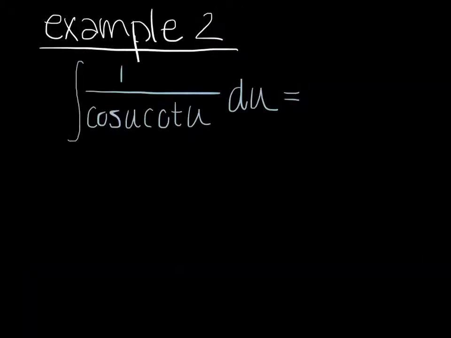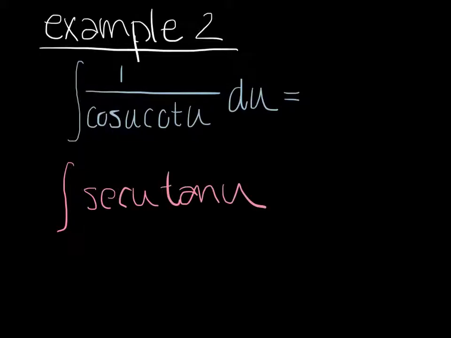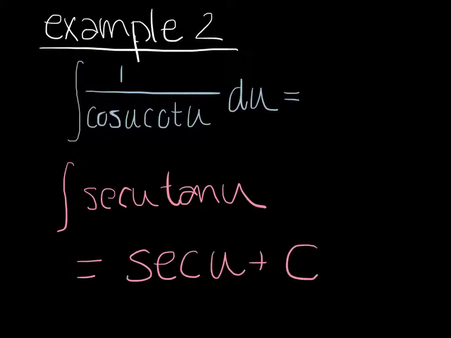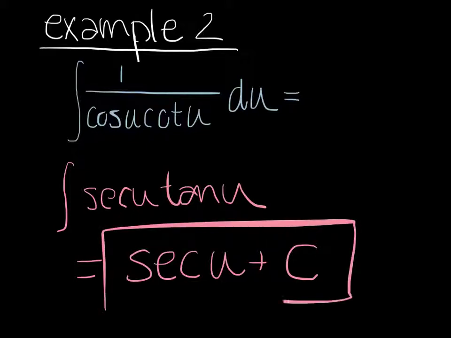Here's another example that looks very daunting, but when we use trigonometric identities to change the integrand and apply the formulas for trigonometric functions and derivatives we already know, we can just rewrite this as the integral of secant u tangent u. And then the integral of secant u tangent u is just secant u plus c, because the derivative of secant we learned in the last section is secant tangent. So it's actually much easier than it appears.